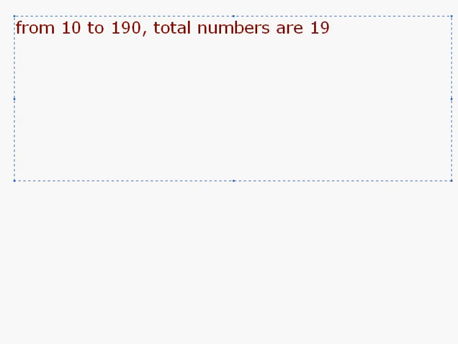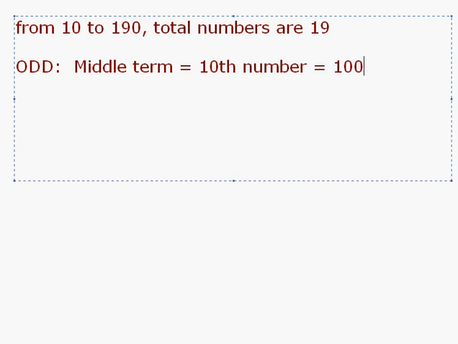From 10 to 190, total numbers are 19. Now this 19 is odd, so for an odd count the average will be the middle term. If there are 19 numbers, the middle term will be the 10th number. What is the 10th number? 10, 20, 30, 40, 50, 60, 70, 80, 90, 100. So 100 is the 10th number. The average will be the middle term, so the average will be 100. So the answer will be 100.